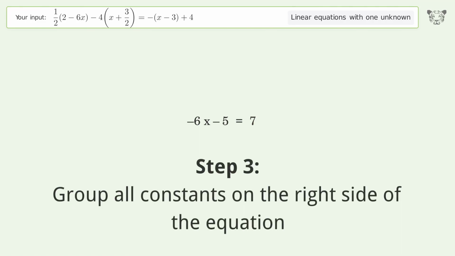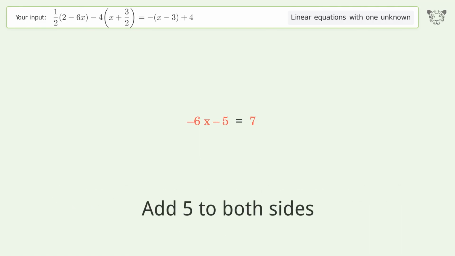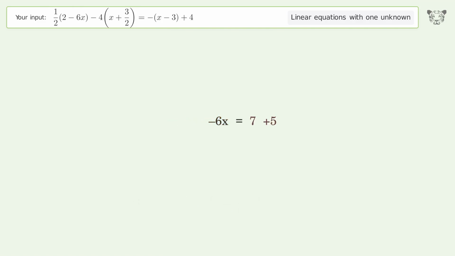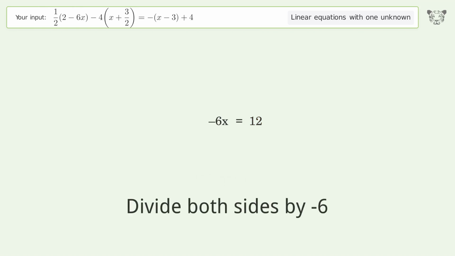Group all constants on the right side of the equation. Add 5 to both sides. Simplify the arithmetic. Isolate the x. Divide both sides by -6.